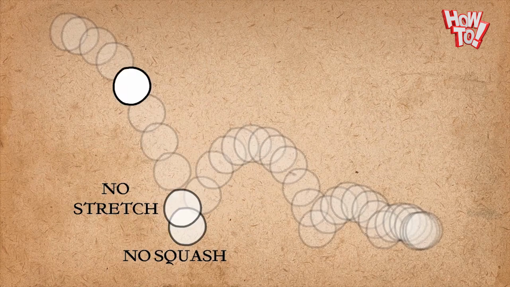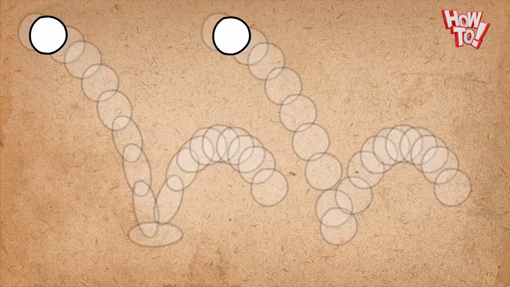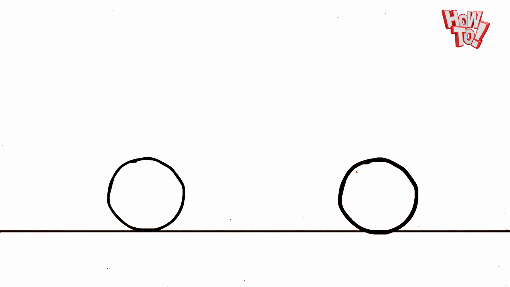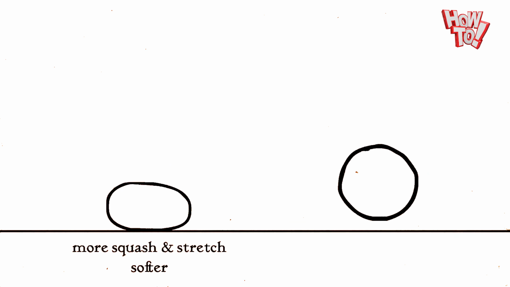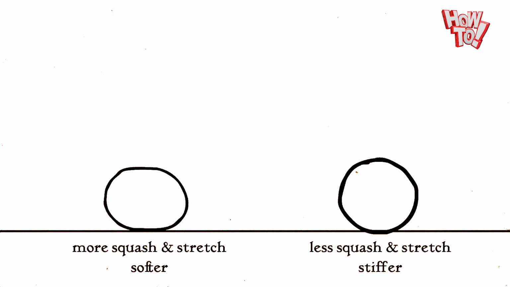Then see the one without squash and stretch. You see the difference? The amount of squash and stretch you apply says something about its mass. The more squash and stretch, the softer the object. The less squash and stretch, the stiffer the object.